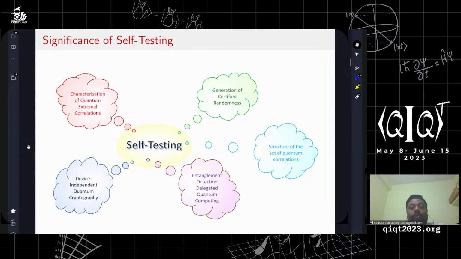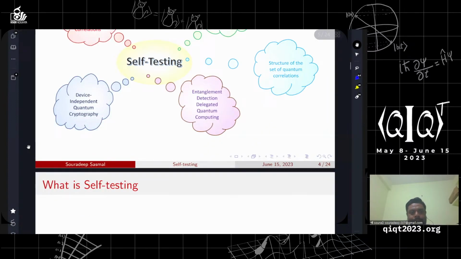I will briefly talk about what quantum extremal correlations are and why they are very important in the security of device-independent information processing tasks and all that. And also in some part in delegated quantum computing, where a user writes a program and sends it to a quantum cloud, and then the quantum cloud solves that program and sends the solution back to the user. But the problem is how the user knows that these solutions are correct. So a self-testing protocol provides that kind of safety to the user's device.